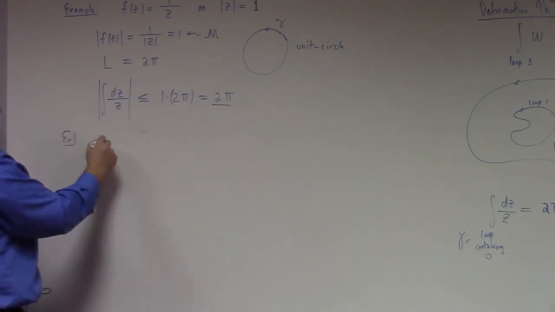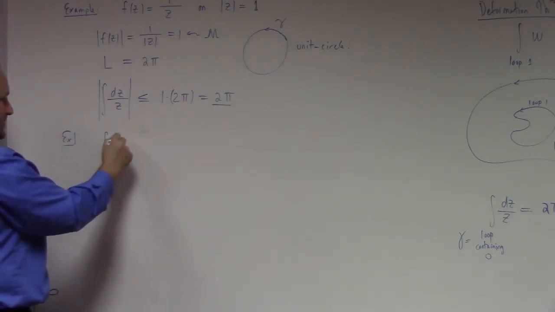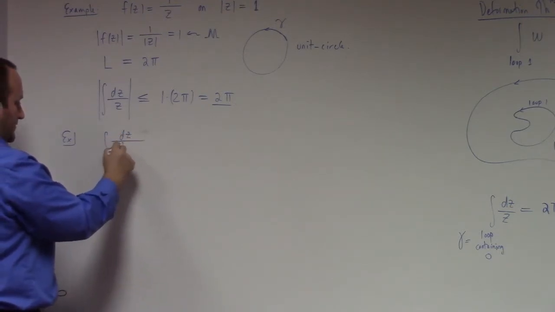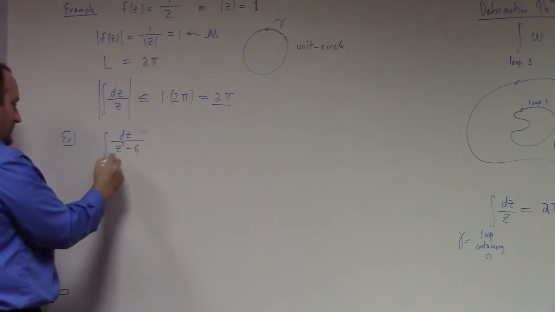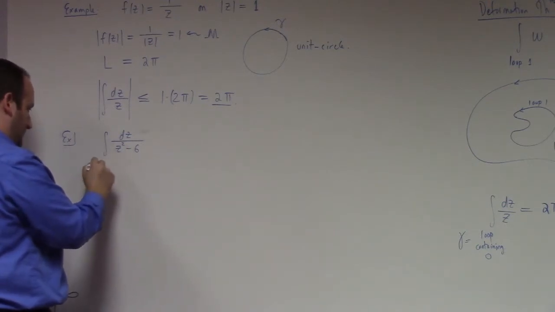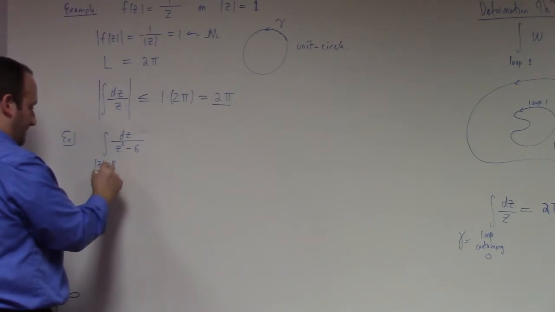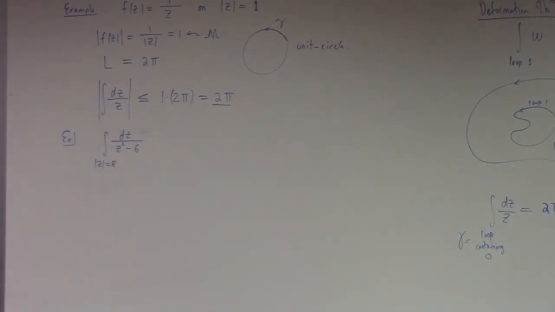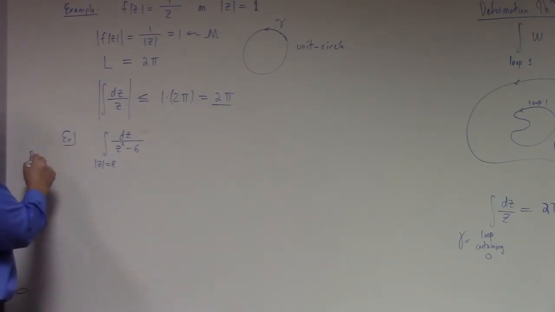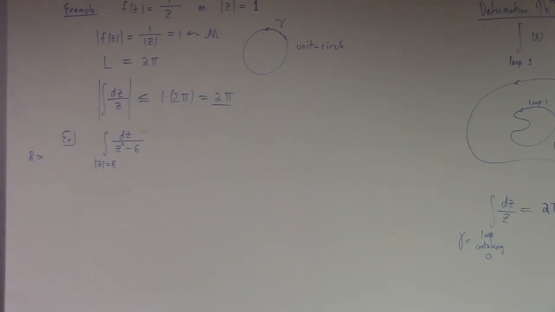How about this? What if you wanted to find a bound on the integral of dz over z squared minus 6 on the circle, let's say modulus of z equals r? To keep things not too annoying, we're going to assume that r is greater than what? R is a real number here. R greater than the square root of 6. I think that's less than 3, right? So let's let r be greater than 3. That way we know that the square root of 6 is in there.